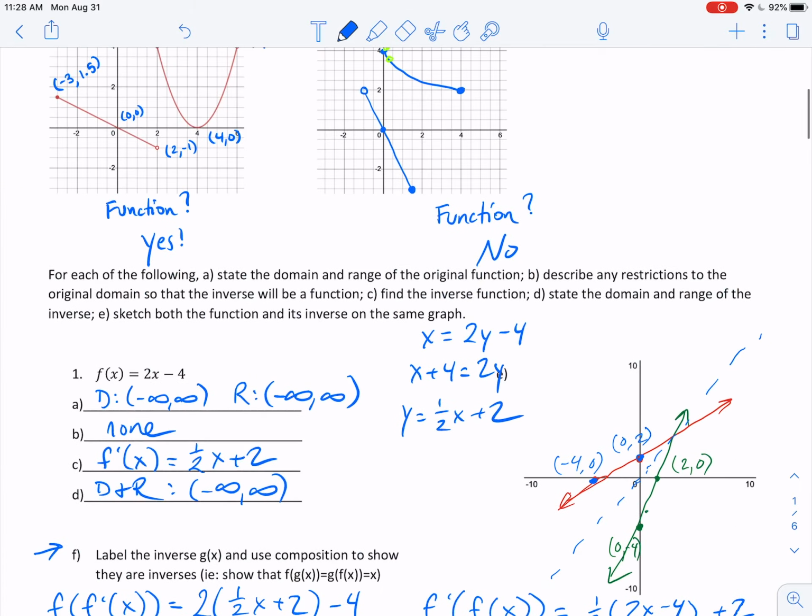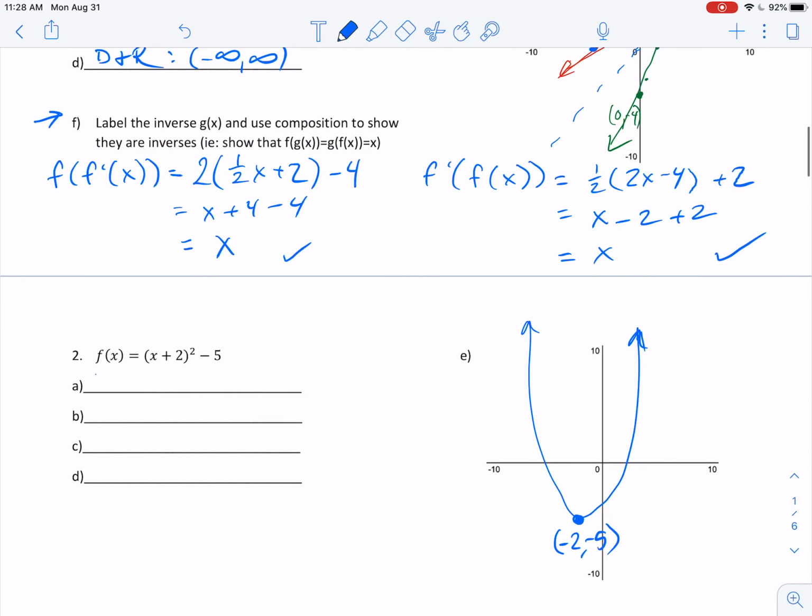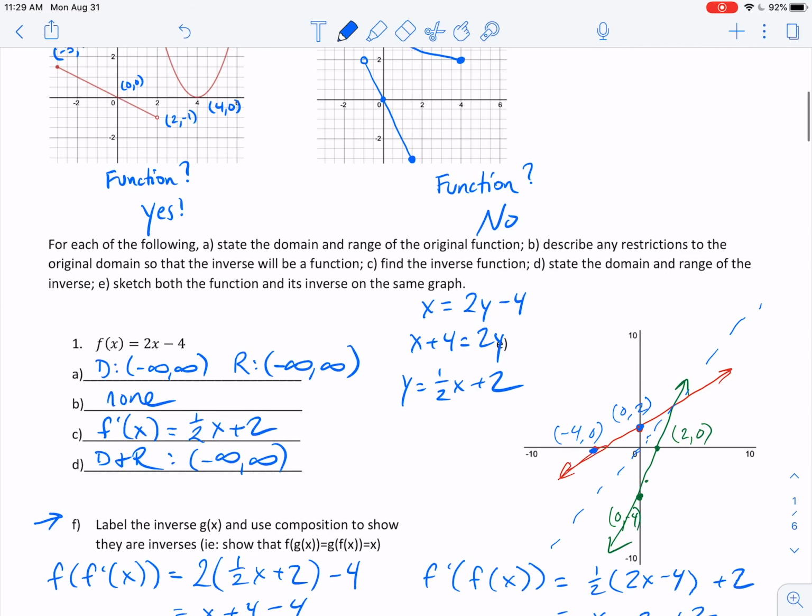So A said, what's the domain and the range of the original function? The domain is -infinity to +infinity. Its range is, it goes from -5 and then up. So it includes -5 and then it goes to positive infinity. Then they said, part B, describe any restrictions.